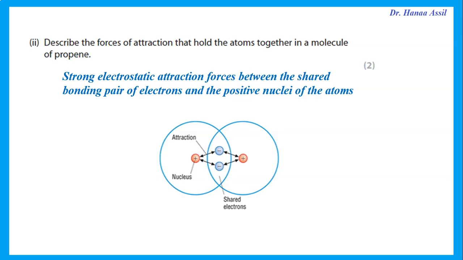Between the shared, bonding pair of electrons, the electrons in the middle that are being shared, and the positive nuclei of the atoms that are sharing these electrons. This is what we refer to as a covalent bond.